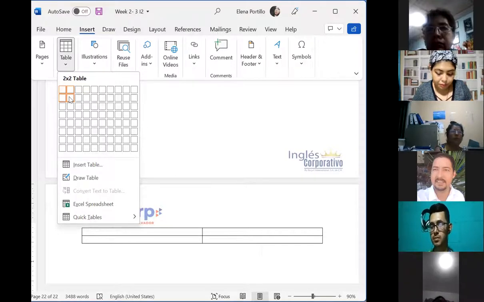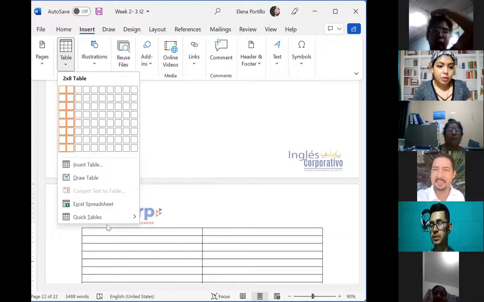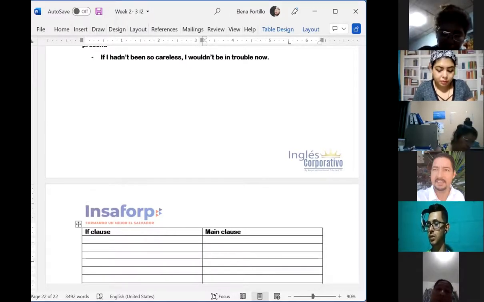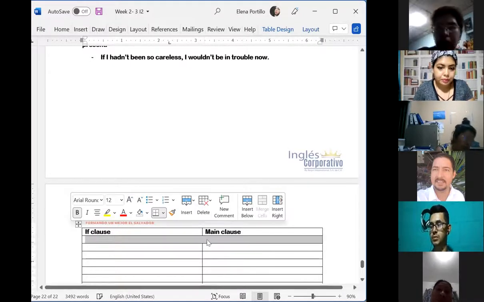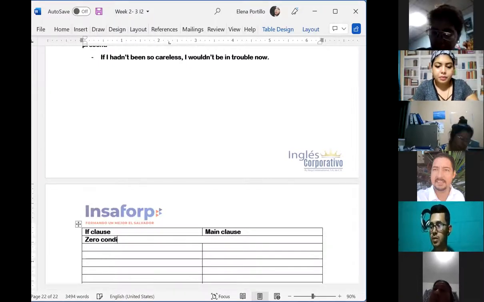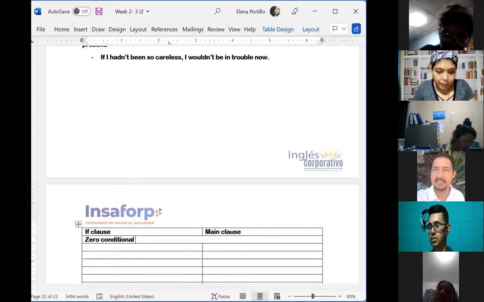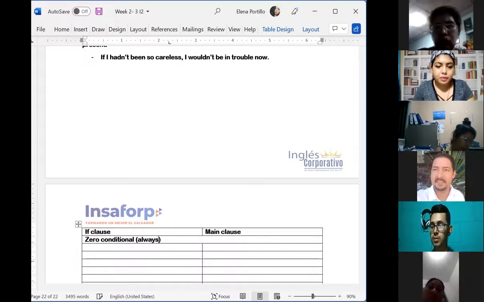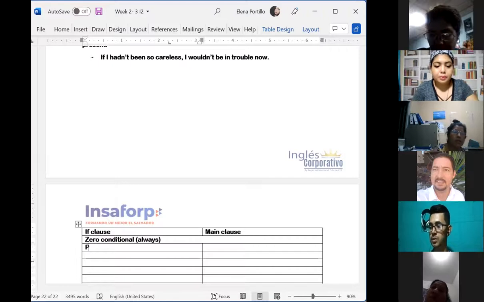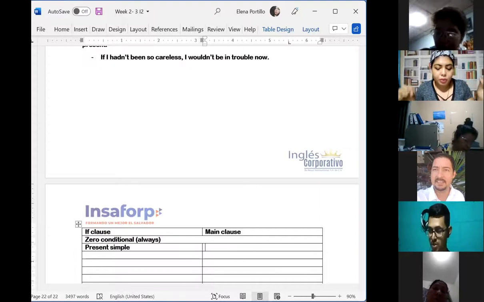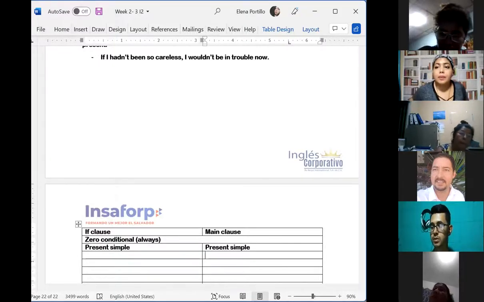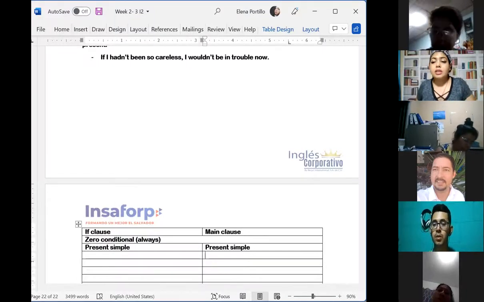So we have here the if clause, and we have here the main clause, and we have here number one, zero conditional, and we are going to use this word always. And for the if clause, remember, we use present simple. And for the main clause, we also use present simple. The word always refers to the fact that the actions always happen in that way, that is something true.